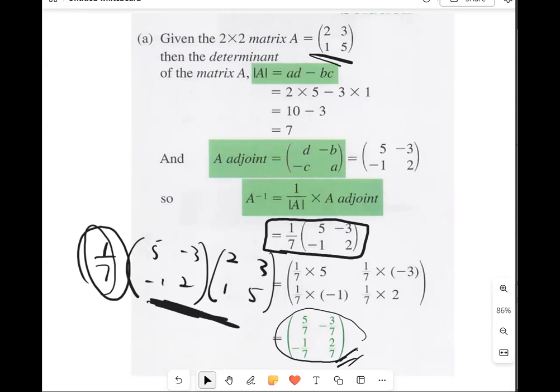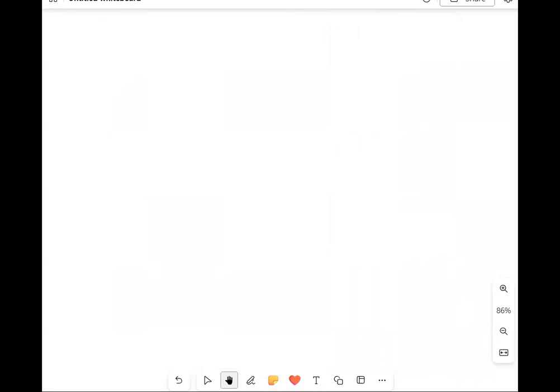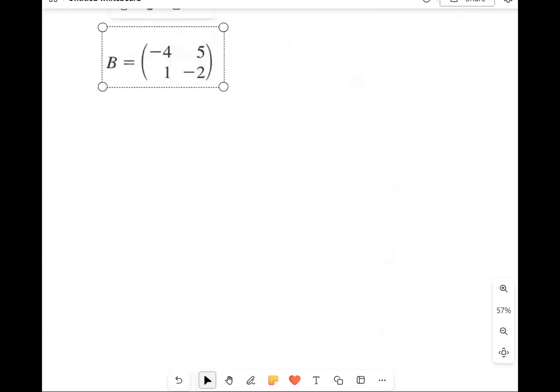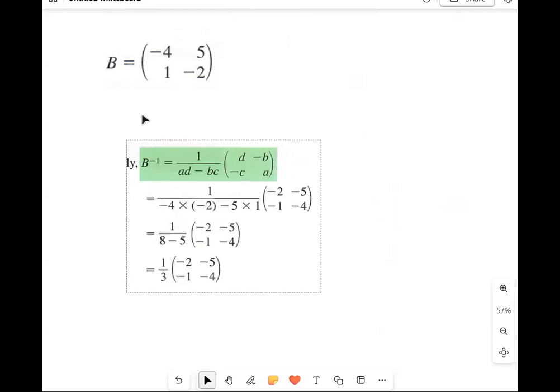Maybe I can just throw up a second example. So let's say you have a matrix B, and you want to find the inverse of that. So you can do it at one go. You don't have to do it in those steps you just saw.